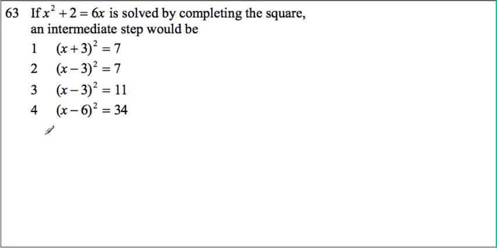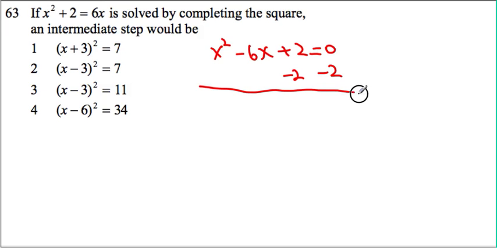Alright, let's look at number 63. Once again, they want us to solve this one by completing the square. Then, once again, I'll bring this one in, so we get x squared minus 6x plus 2 is equal to 0. Now, to get rid of 2, we have to subtract 2 from both sides. Then we get x squared minus 6x must be equal to negative 2.